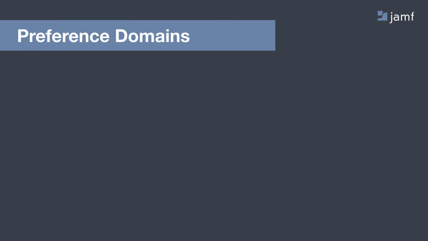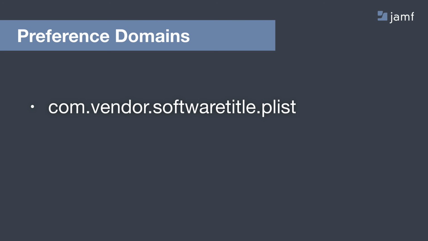If you go looking for these files in your file system, you'll see them represented in what's called reverse domain format. So that's effectively com.vendor.softwaretitle.plist. The plist at the end is the file extension. It stands for property list. You can actually go find these files, take a look at them, and even preview them in Finder's Quick Look function. Take a look at their contents.